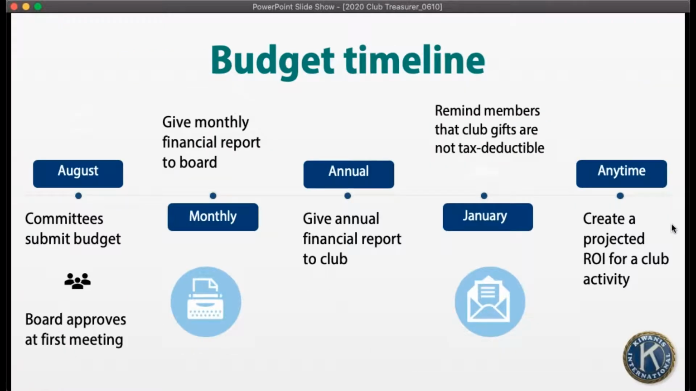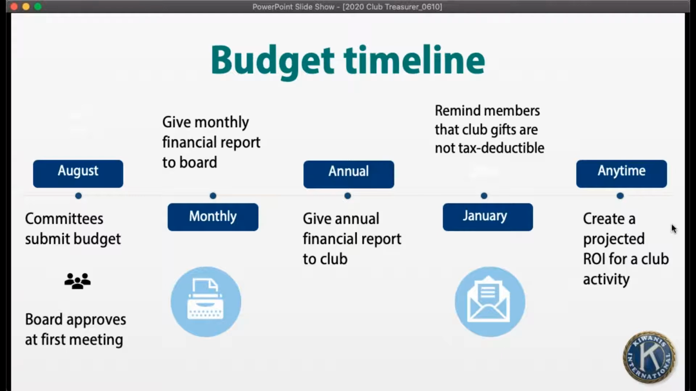Kind of a brief look at the budget timeline. So during August, club committees will begin meeting to review materials. They'll set their goals, their timelines of when they want to accomplish things. And you'll also have your club board approve your budget at either late September or the first board meeting of October, and really get things kind of moving.